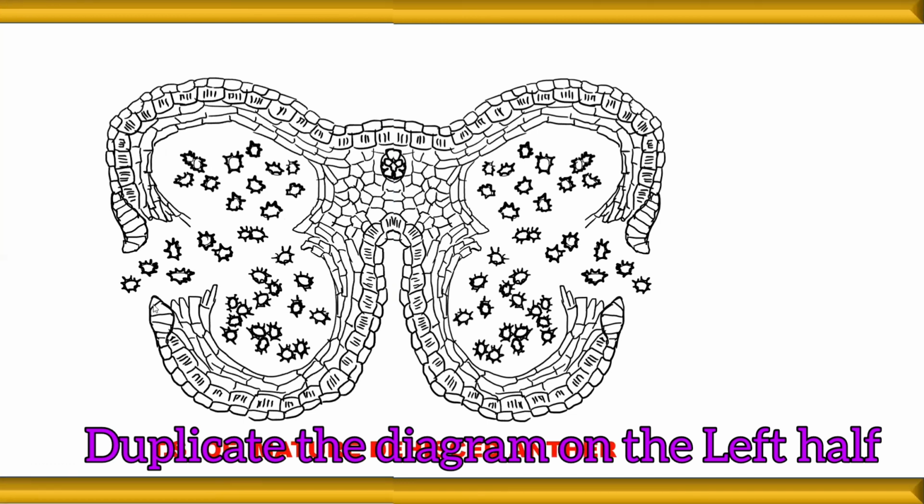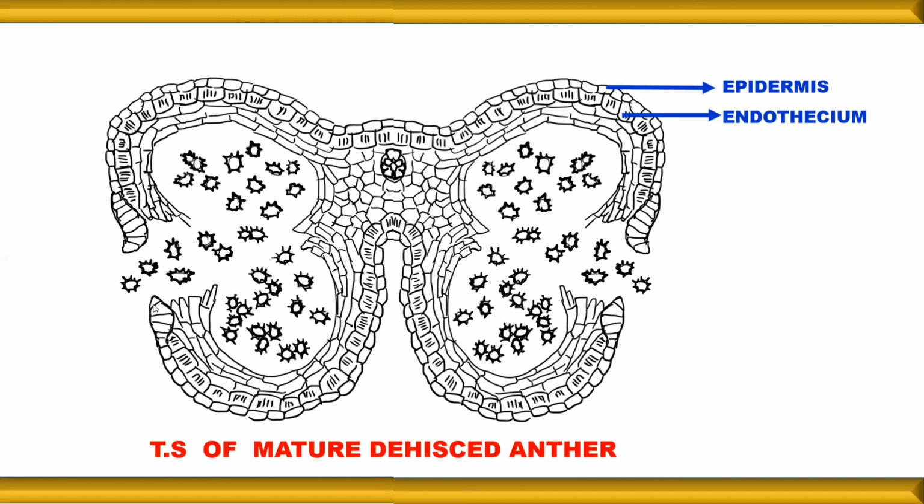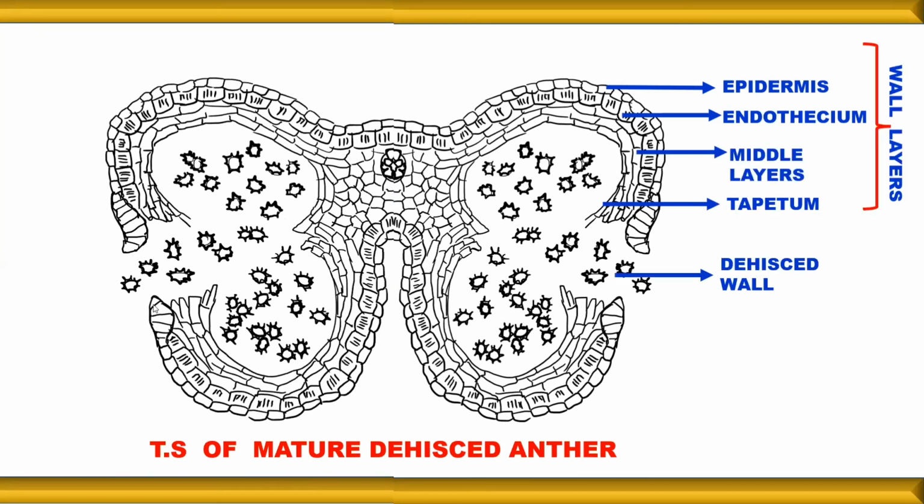Do the same thing for the left side, and when it is completed, voila, it will look like this. So this is the TS of the mature dehisced anther. Then put the labelings, the wall layers, endothecium, dehisced wall, pollens, and then the connective.